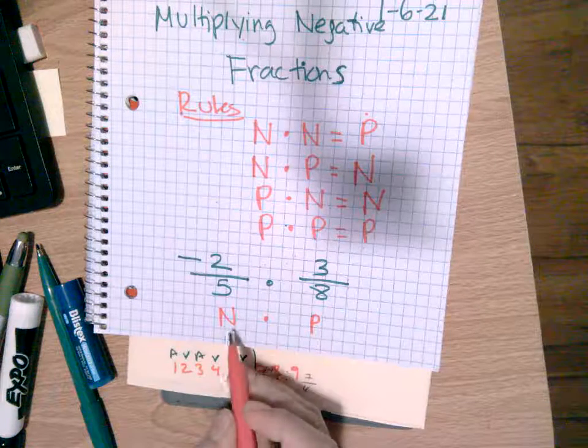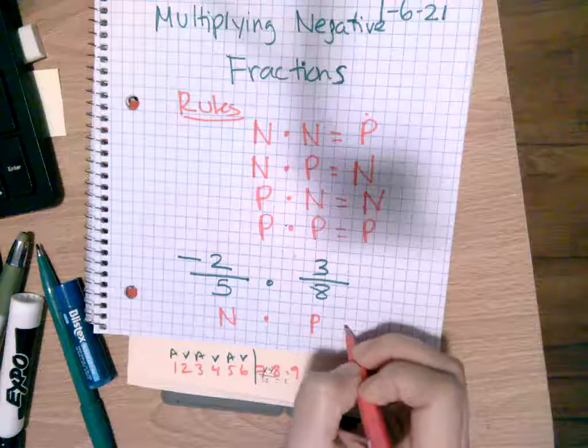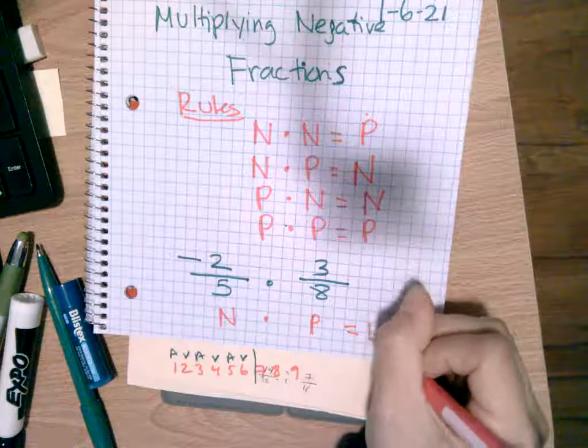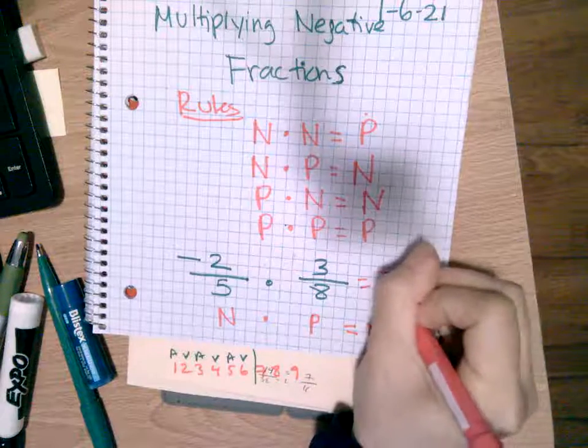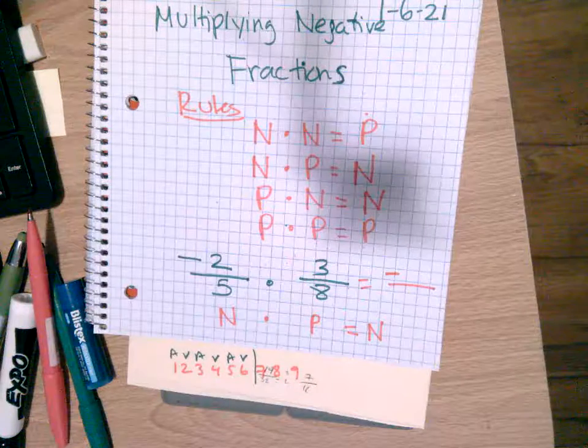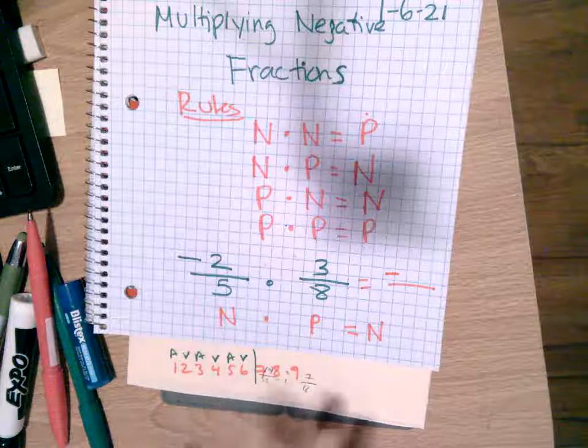Okay, so what's a negative times a positive going to equal? Negative. So before we start doing the math, you know that your answer is going to be negative. No matter what the numbers are, your answer is going to be a negative, okay?